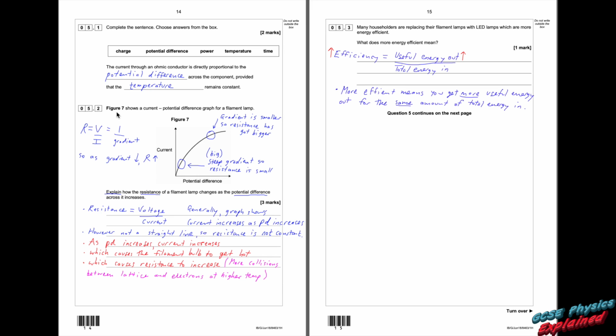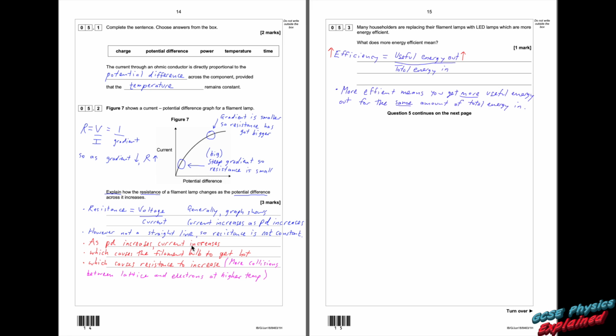Part 2. Figure 7 shows a current potential difference graph for a filament lamp. Explain how the resistance of the filament lamp changes as the potential difference across it increases. So I've answered this in a number of different ways. It's worth 3 marks. The basic answer is, as the potential difference increases, the current increases. We can see that from the graph. Potential difference is going up, the current's going up.